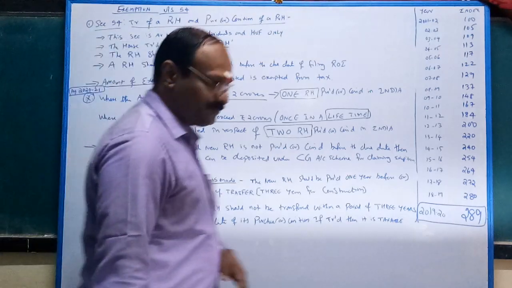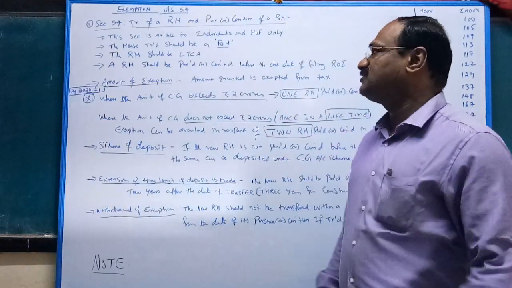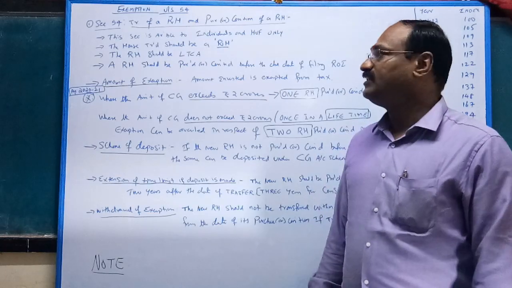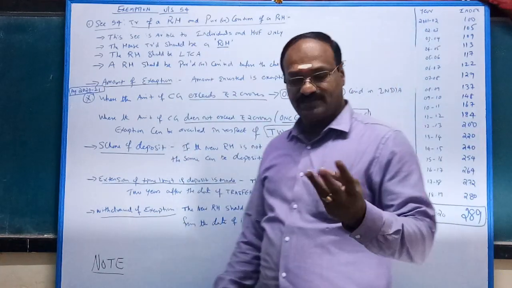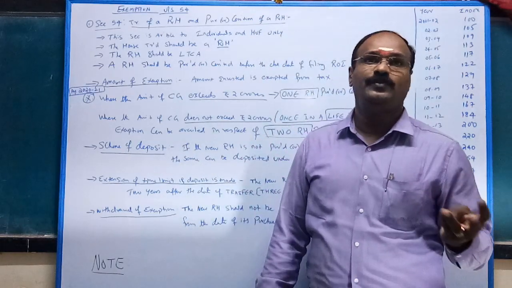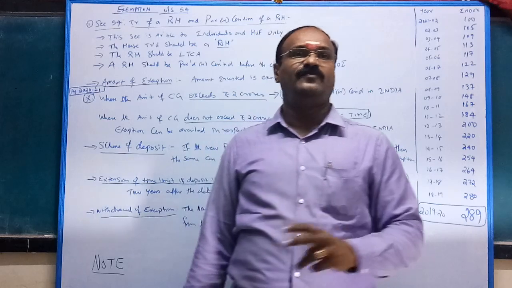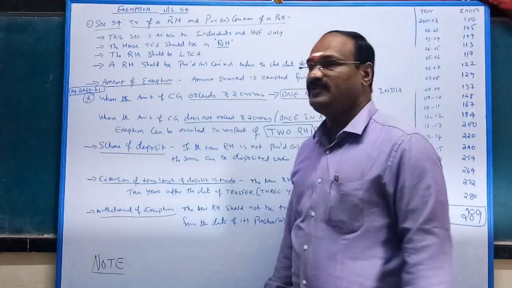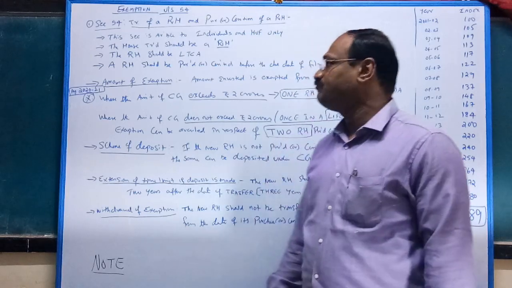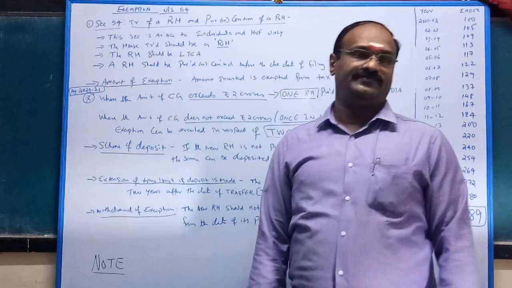Today we are going to take up exemptions. Exemptions is nothing but tax planning. Exemption under section 54. There are sections 54, 54D, 54E, 54EC, 54EE, 54F. The following sections we are going to take up. First one, section 54. See, this is nothing but tax planning.